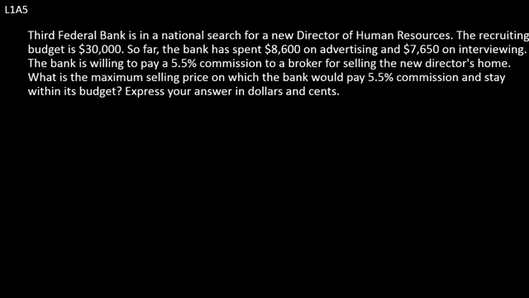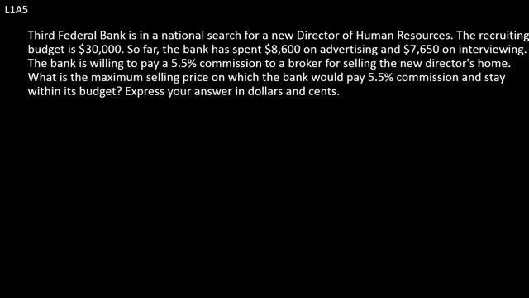Let's take a look at this workbook question from Lesson 1. Third Federal Bank is in a national search for a new director of human resources. The recruiting budget is $30,000. So far, the bank has spent $8,600 on advertising, $7,650 on interviewing, and the bank is willing to pay 5.5% commission to a broker for selling the new director's home. What is the maximum selling price on which the bank would pay 5.5% commission and stay within its budget?